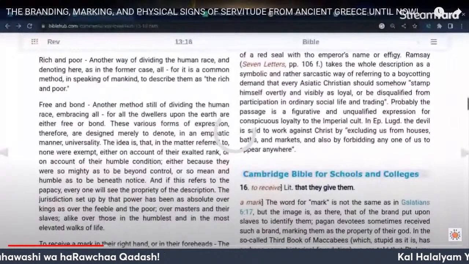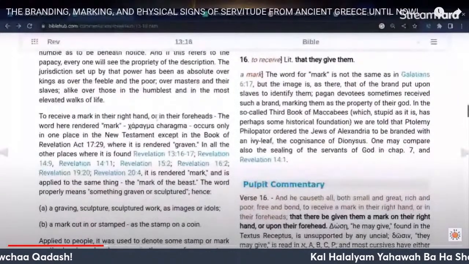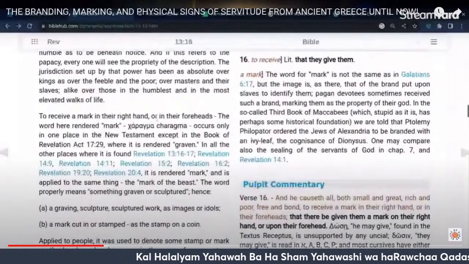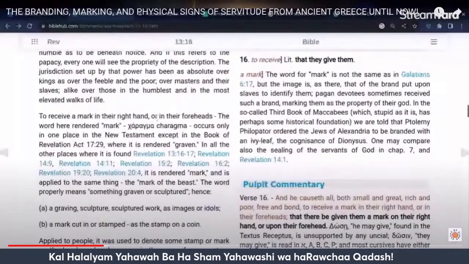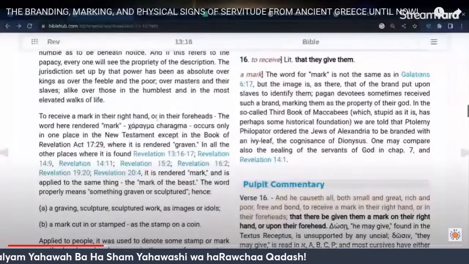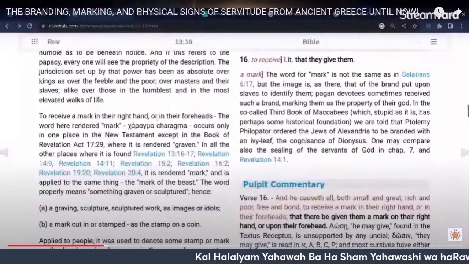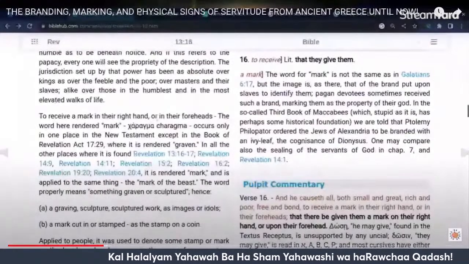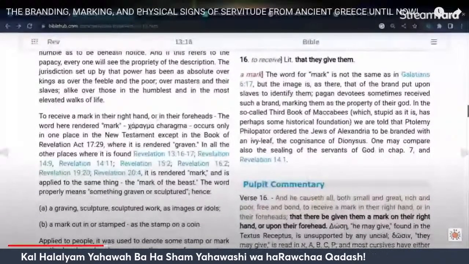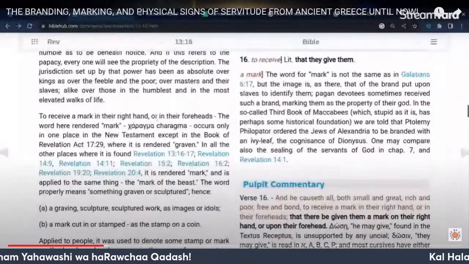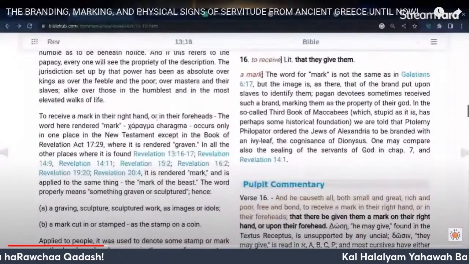It says to receive a mark in their right hands or in their forehead. Mark, rendered charagma, occurs in one place in the New Testament. A graven, sculpture, sculpted work. Every time you type up mark, you're going to see something about engraving. Or you type in charagma, you see a cut, incision, to cut or stamp. And there's still Greek-speaking people in this world. There's a whole country called Greece. And when they say charagma, they're talking about cut.